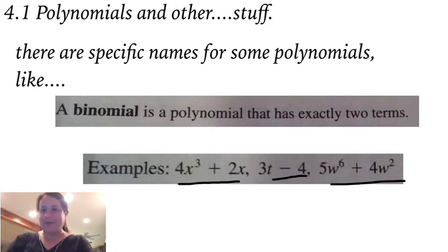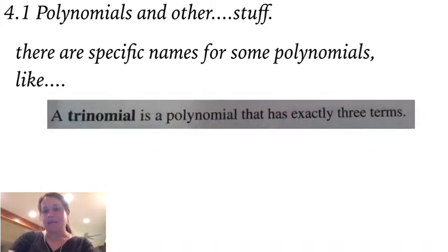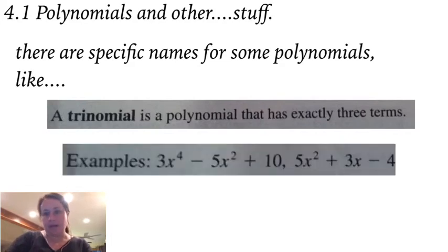And then there's one more that I want to talk about, and that's the trinomial. A trinomial has exactly three terms. The prefix of trinomial is tri. So I'm going to go back to that bicycle example. If you're driving a tricycle, tricycles have three wheels. So here's some examples of trinomials. As long as it has three terms after it's been simplified, then that would be considered a trinomial.